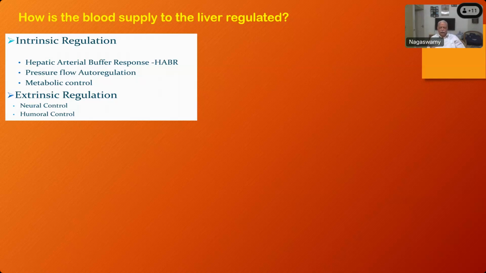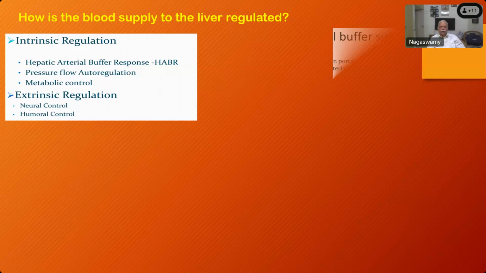Whereas in the liver, it doesn't happen that way. Whenever there is a fall in the portal vein blood flow, the hepatic artery dilates and increases its blood flow to compensate for that. The reverse does not happen. So don't use the word reciprocal. It is a non-reciprocal arrangement. And this is very, very important from the anesthesia point of view. Why should you be able to say that?